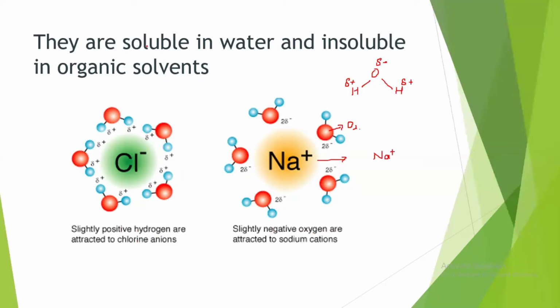That is why we can say that most ionic compounds are soluble in water and insoluble in organic solvents, because in organic solvents there is no water. So cations and anions are unable to develop any force of attraction. This is the reason why they are soluble in water, because of the force of attraction developed between water and the cations and anions.